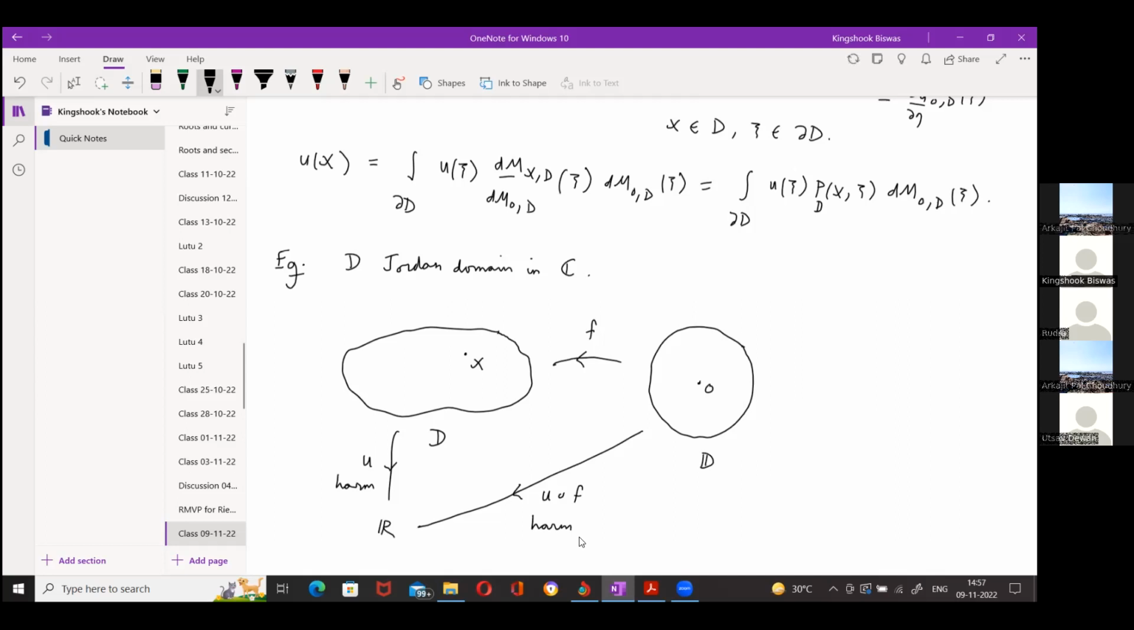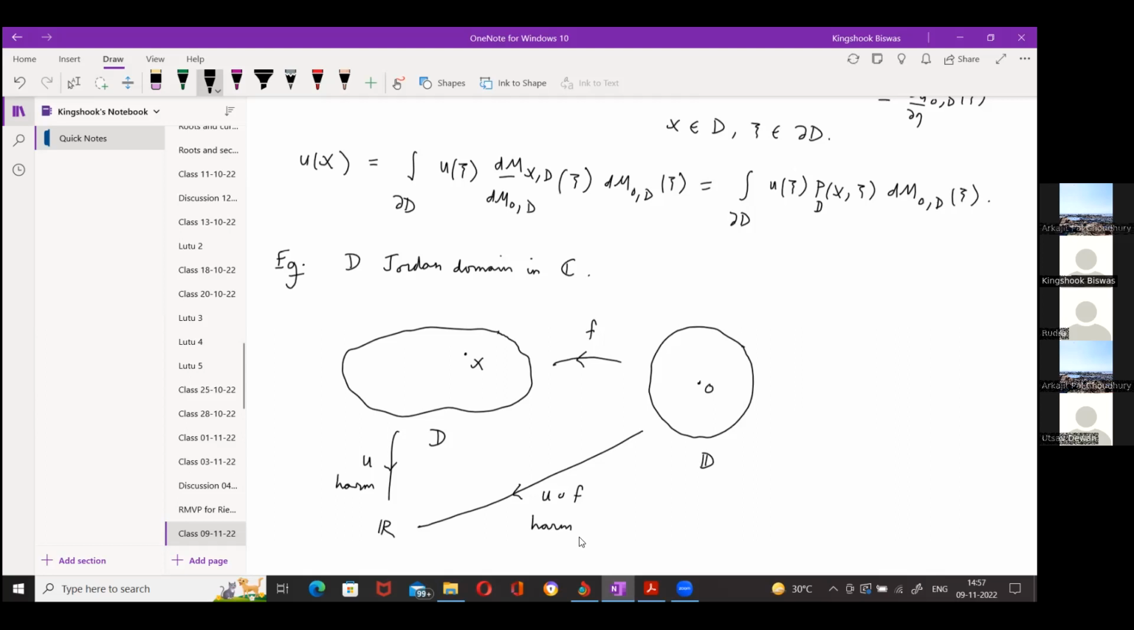And so the value of U composed with F at the origin: I know this is a harmonic function on the disk, continuous up to the boundary. If U is continuous up to the boundary, then U composed with F will be continuous up to the boundary. Because if D is a Jordan domain, there's a theorem of Carathéodory that the Riemann mapping extends to a homeomorphism from the closed unit disk to the closed domain, mapping boundary to boundary.